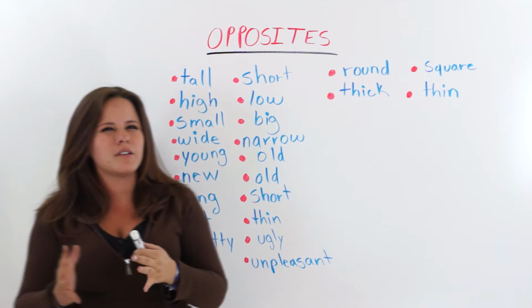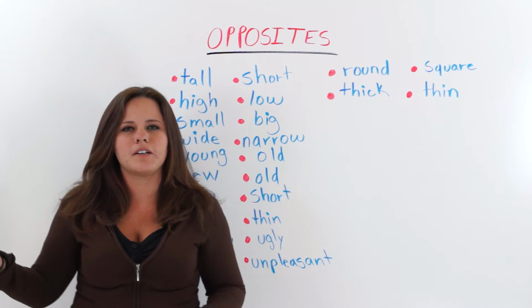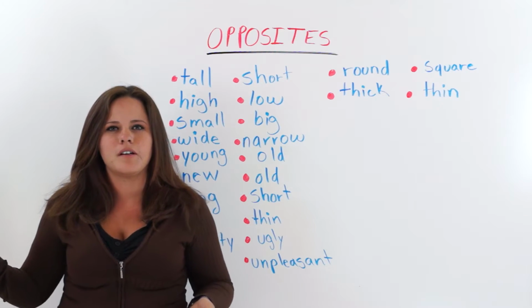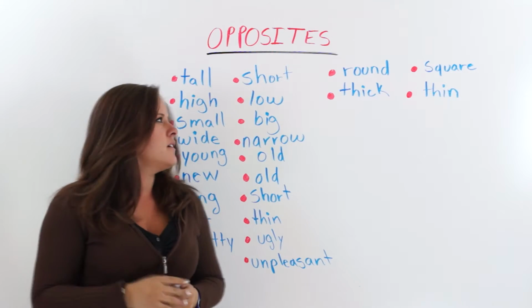Next one, high and low. You usually use this for buildings and stuff like that. For example, the Empire State Building is the highest building in the world. My school building is a low building, okay?